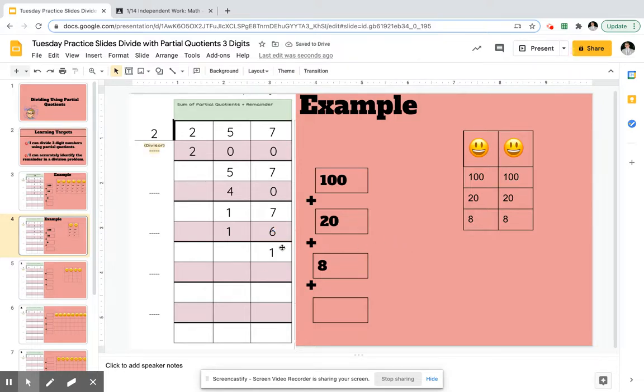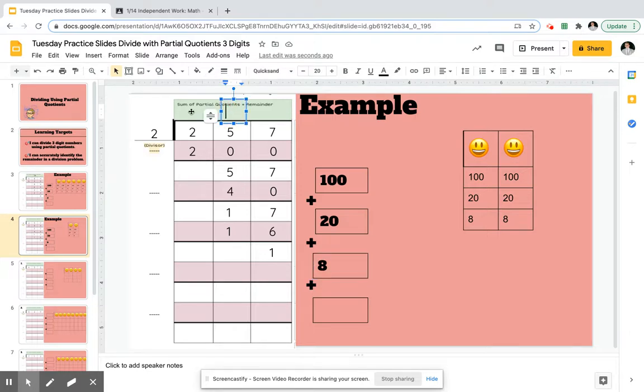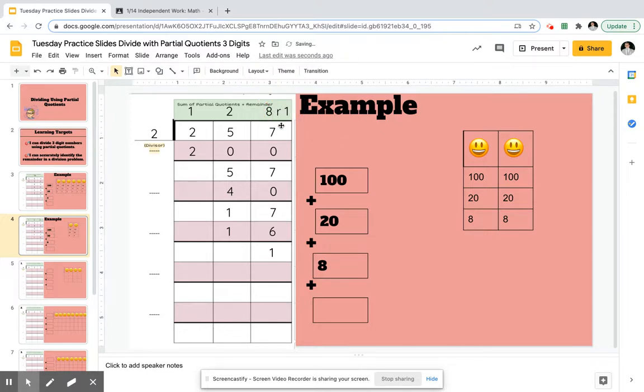If I only have 1 Skittle left, I cannot give it to either of them because that would not be fair. One would have more than the other. So that is it. 1 is my remainder, and I'm ready to add up my partial quotients here on the side. So I'm going to add 100 plus 20 to get 120. And I'm going to add 8 to that to get 128. So 128, and I have a remainder of 1. So 128, remainder 1 is my final answer.